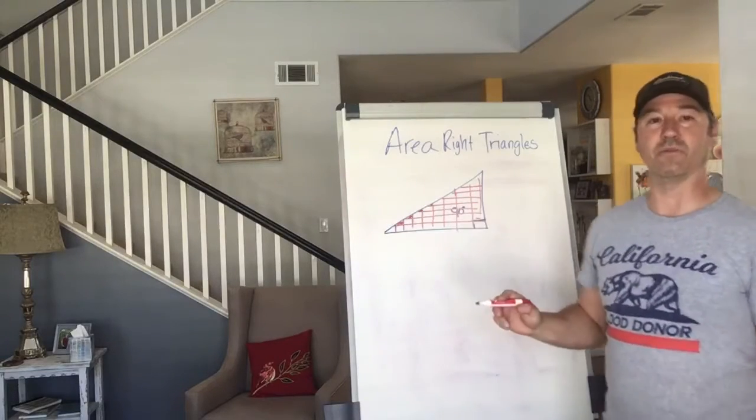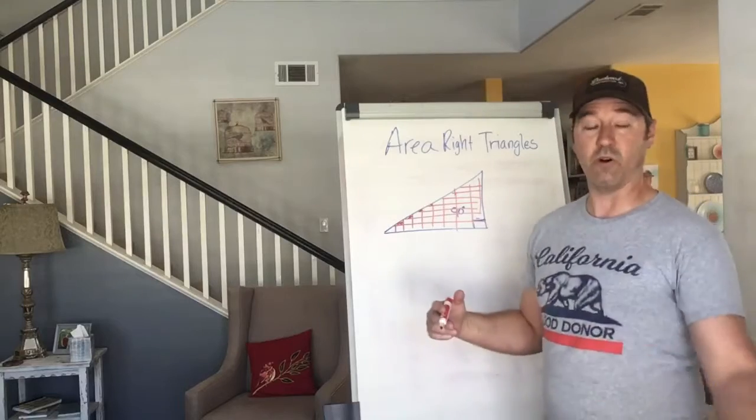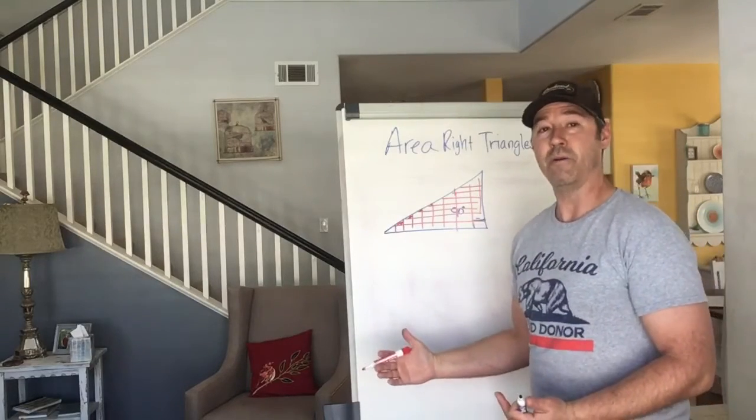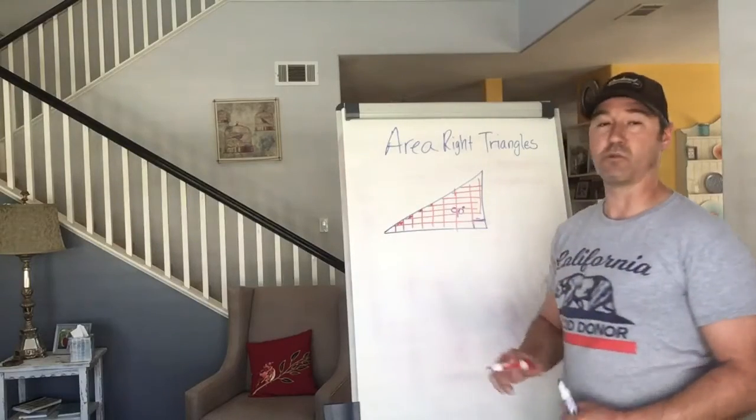So how would we count those? How do you count those if it's not a complete square? Do you count it as a whole square, or do you skip it if it's small? Do you just cut them in half? What do you do with those little partial squares?